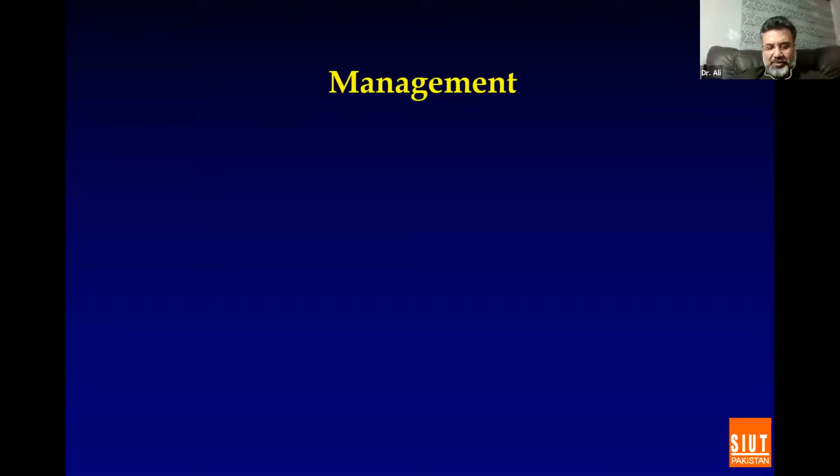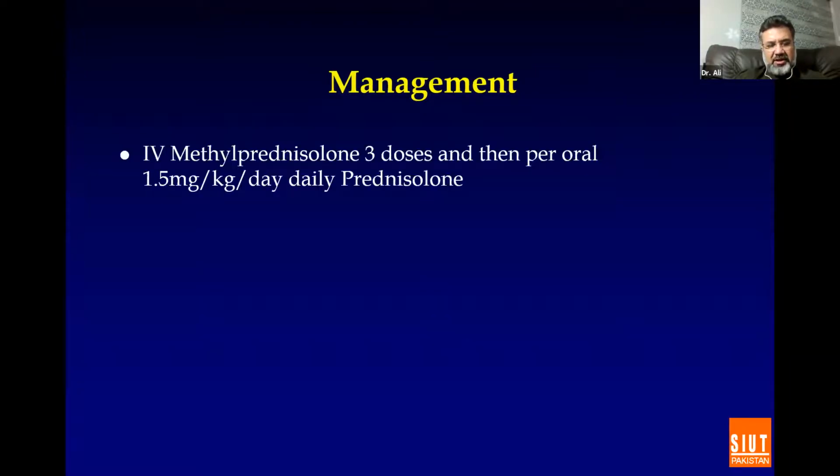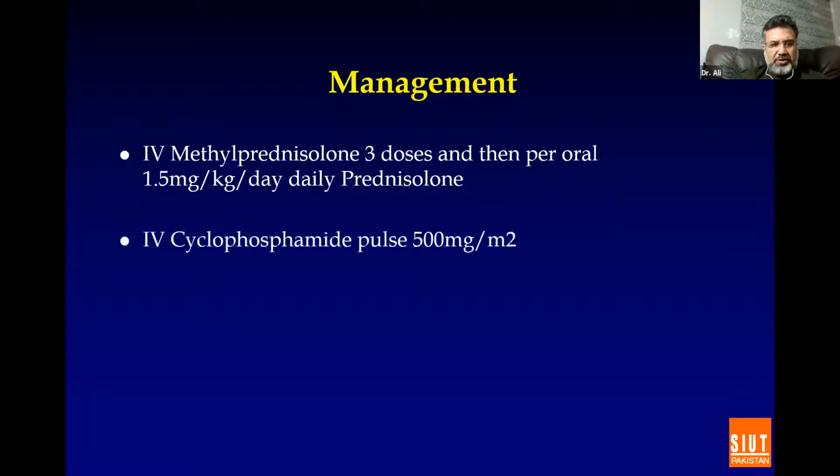So, as you've seen, this child, 12 years old, has symptoms of nephrotic syndrome, very low albumin, and active lesions. We managed her by giving her pulse doses of methylprednisolone, and then maintained her with a high dose of prednisolone. Looking at those crescents, we also gave her one pulse of cyclophosphamide.